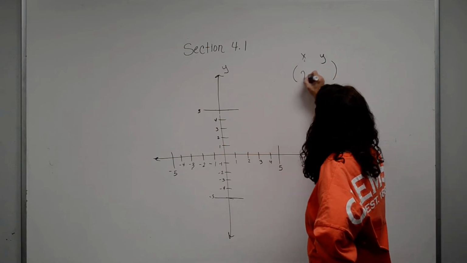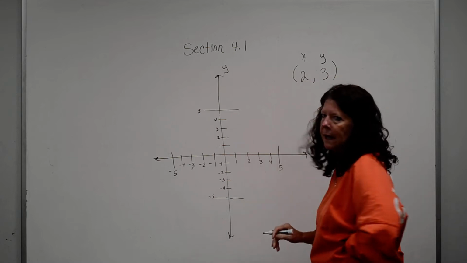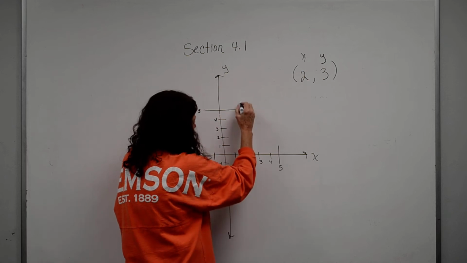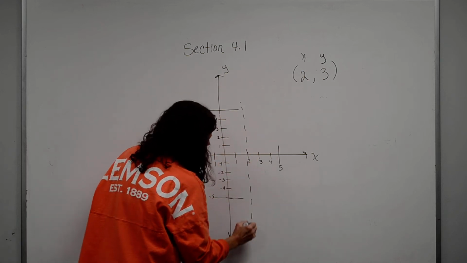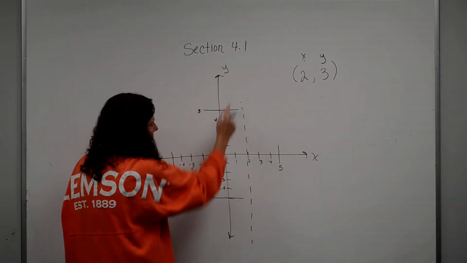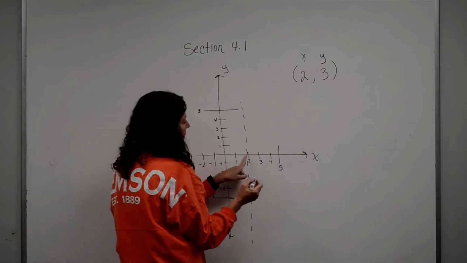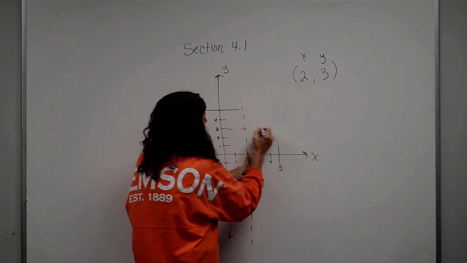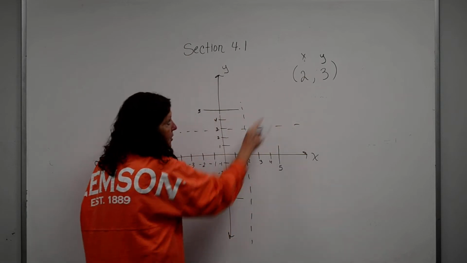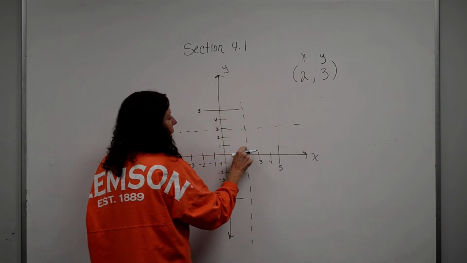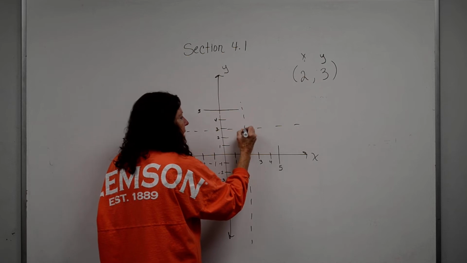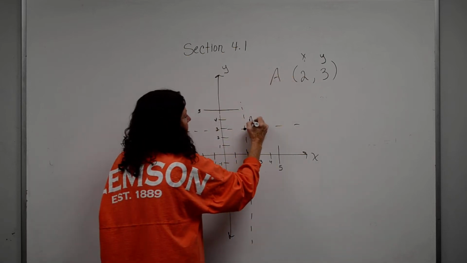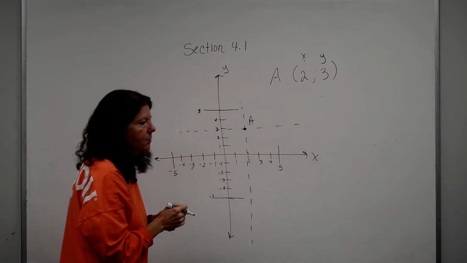So if I had the point 2, 3, that means I go over 2 on my x. If you had graph paper, that would be a line on your graph paper. And at 2 on the x, then I'm going to go up 3 on the y. So I find the 2 on the x, and I go up 1, 2, 3. So that is that point right there. We'll call it A. That would be the point 2, 3.